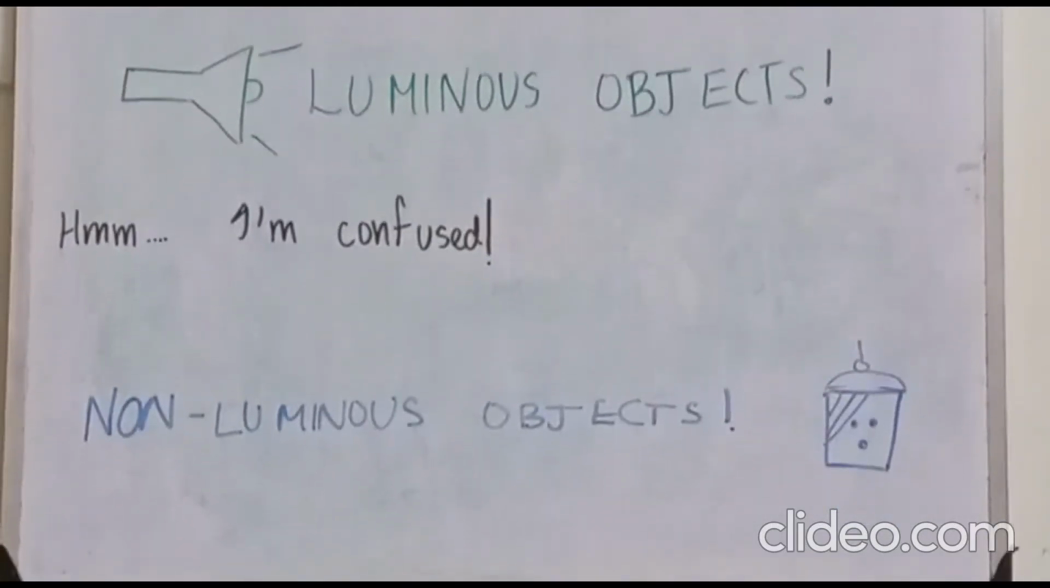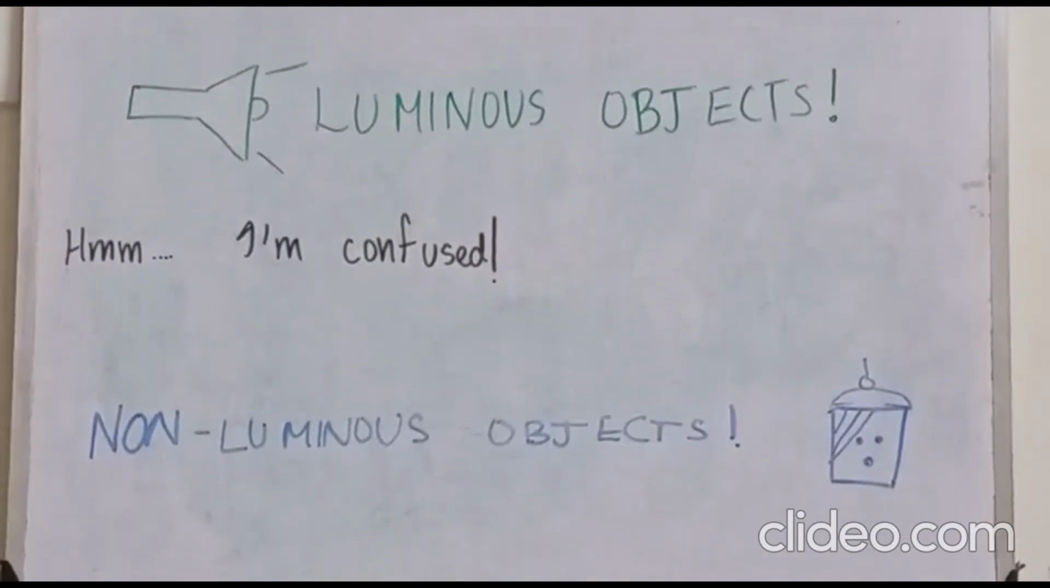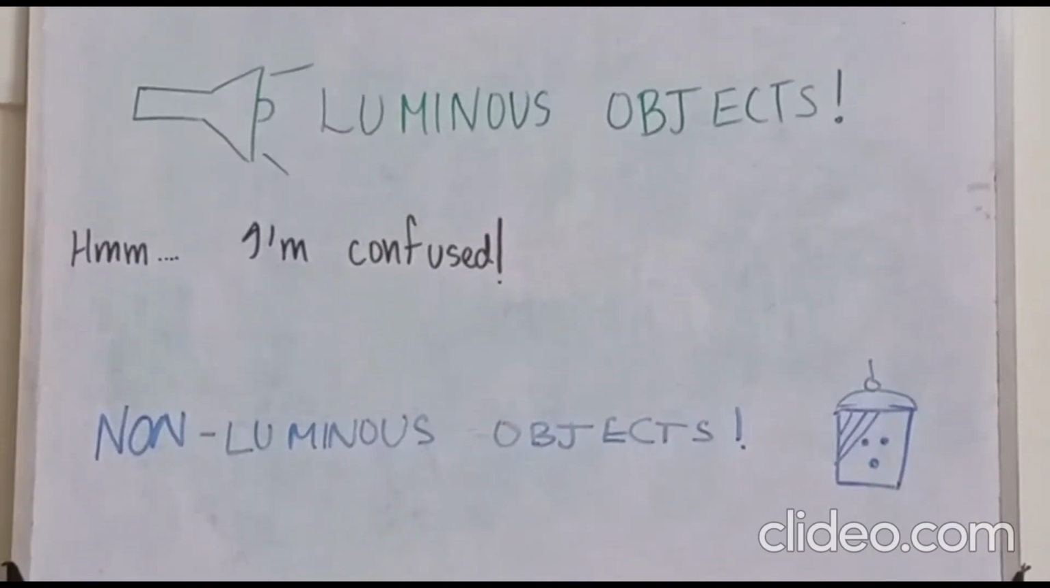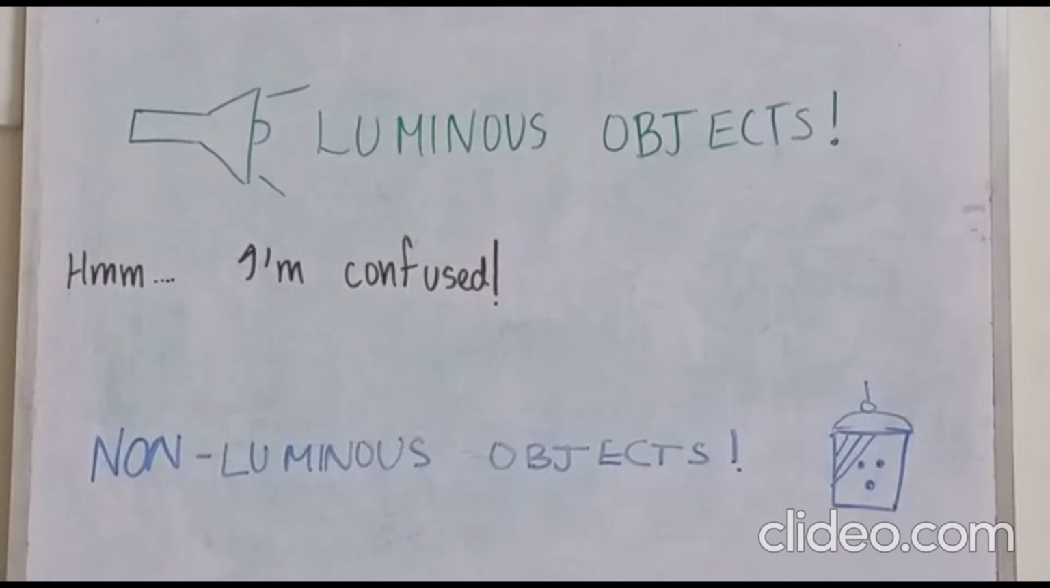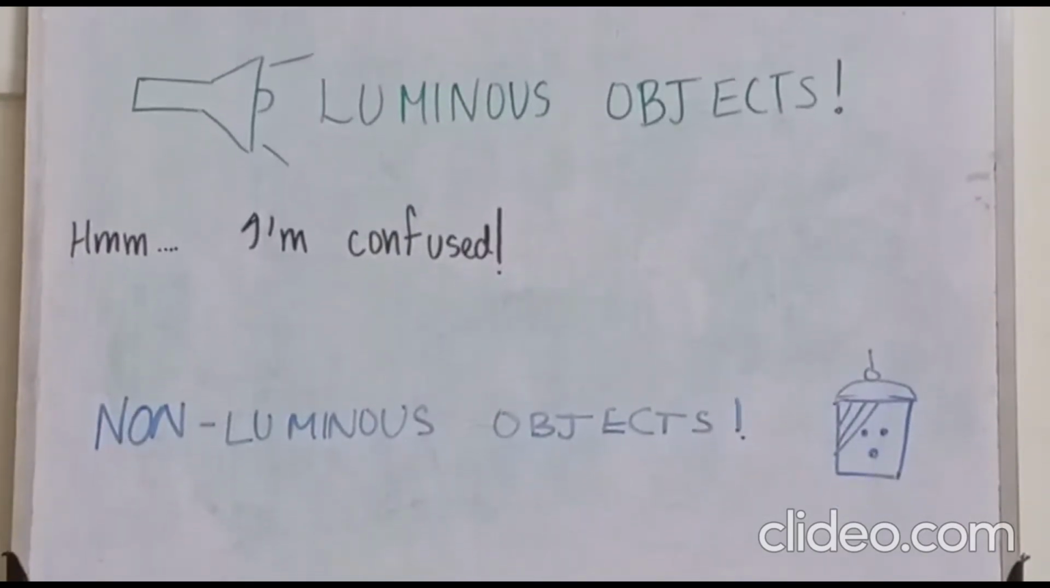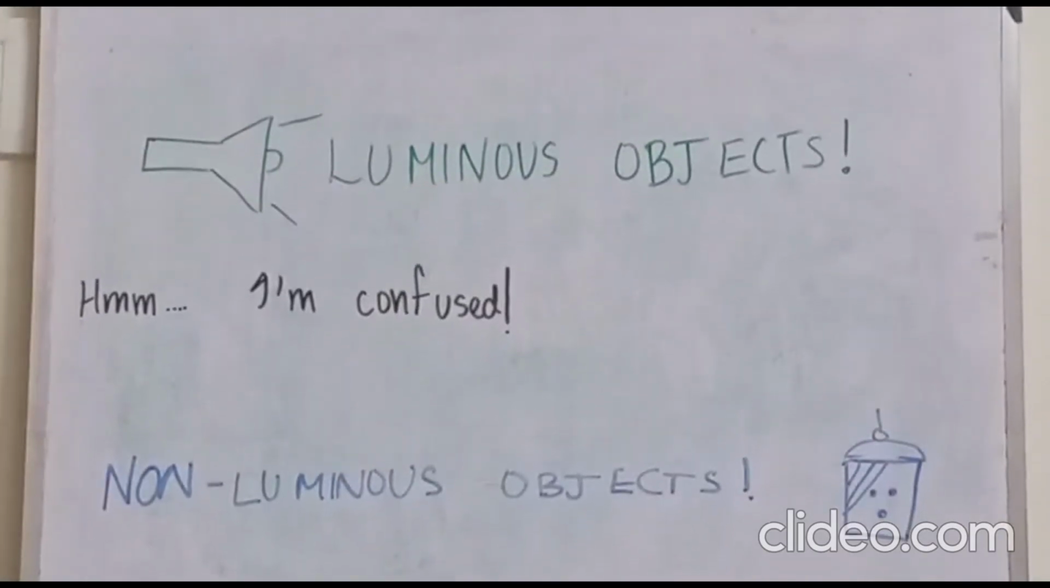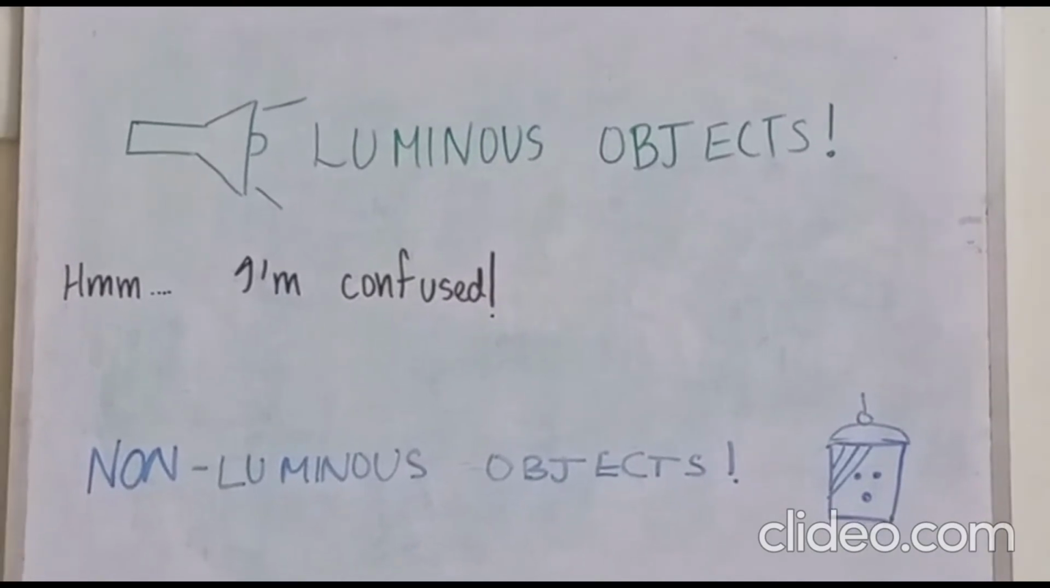Now, if you all are clear, you can kindly put one example of luminous objects and non-luminous objects in the chat box. And please do not repeat your answer. We will be telling you if it's right or wrong in the end.